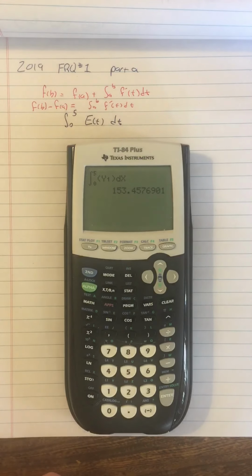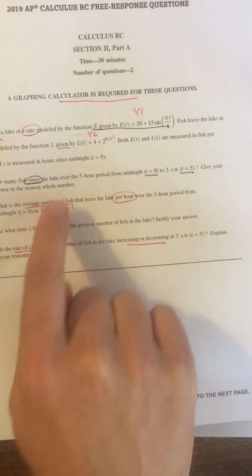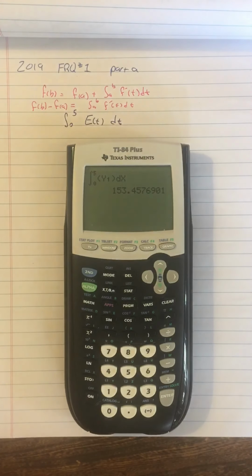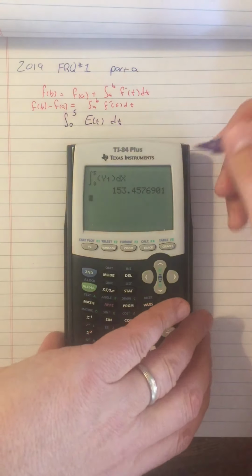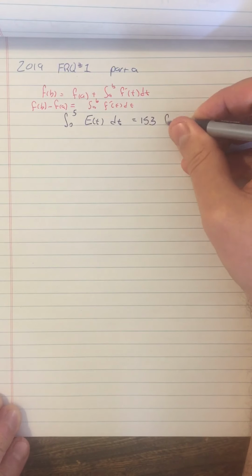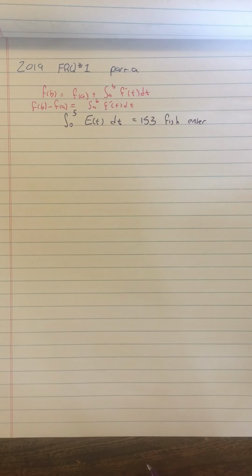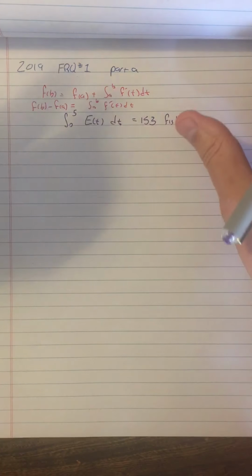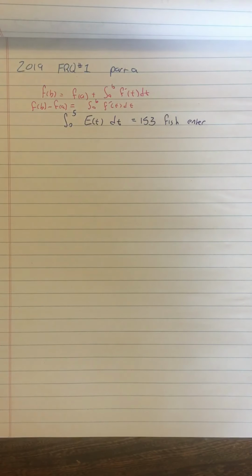Normally we would say 153.457, but it does say to the nearest whole number. Now the fact that they're fish and I can't have 0.457 of a fish is irrelevant. What's important is what did they tell you to round it to? They said to the nearest whole number, therefore the answer is 153. Now, it would be nice if we said 153 fish enter, but they did not say to use units or interpret in the context of the problem, so we don't have to. So our minimum response is just that right there, and we'll get full points for that. So that's part A.